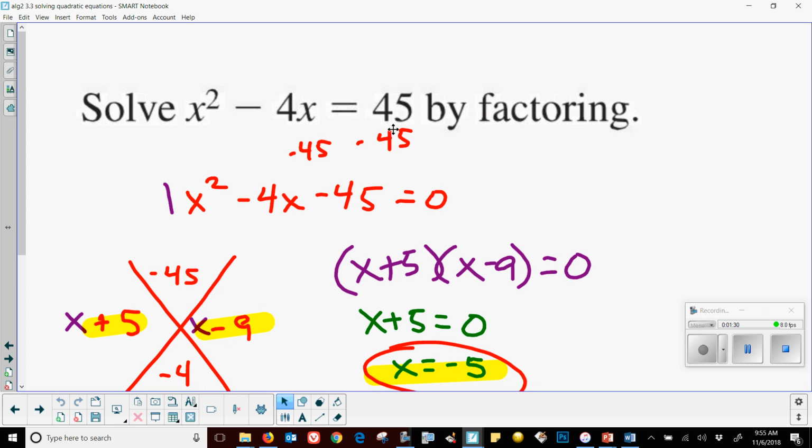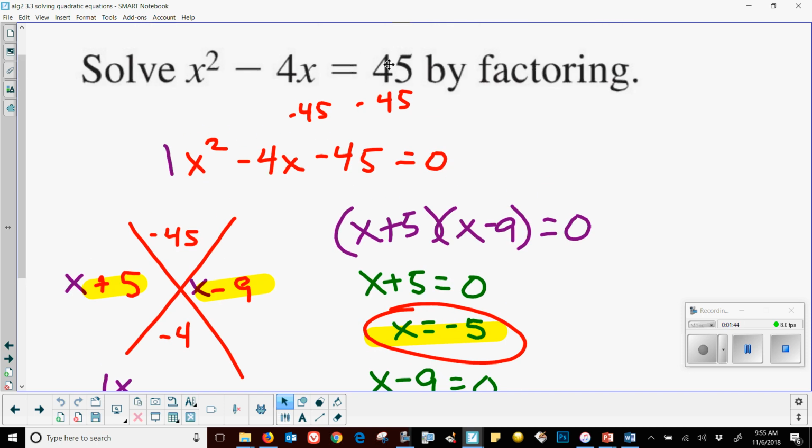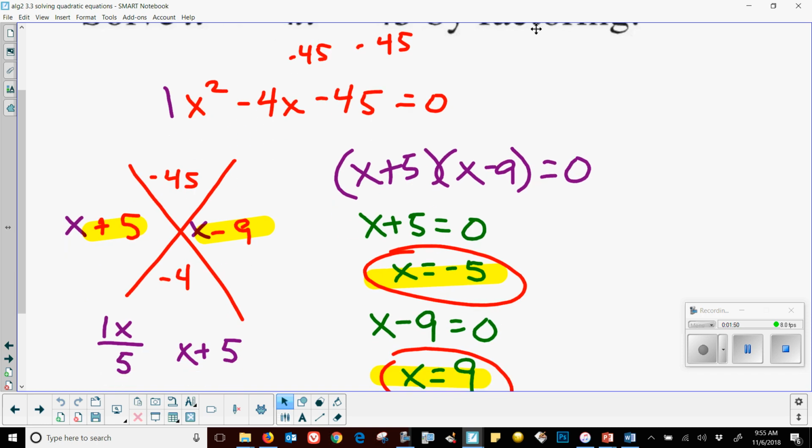Solve by factoring. So like I said, if we're going to factor, we need everything together. We need to say equals 0. So we move this over and equals 0, and then we factor like normal, and 5 and minus 9 gets me to negative 45, because otherwise, getting to positive 45, having these be the same signs, it wouldn't have worked anyway. So make sure you move that over. A value is 1.